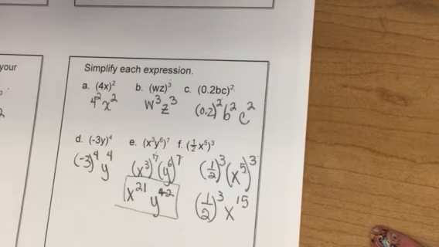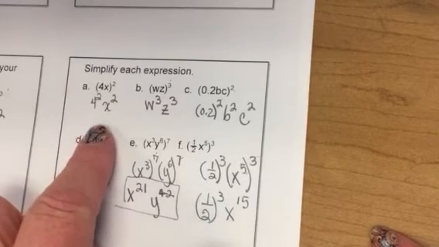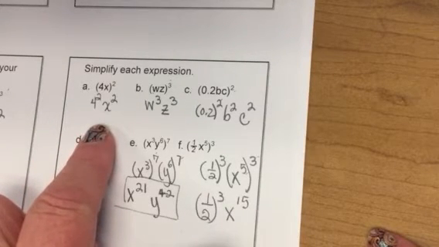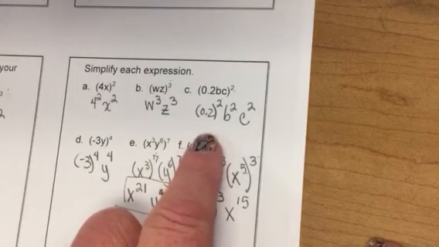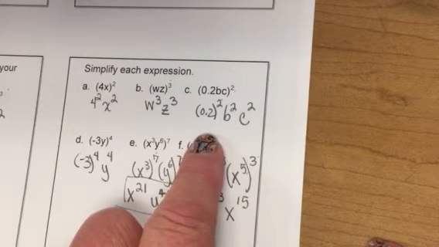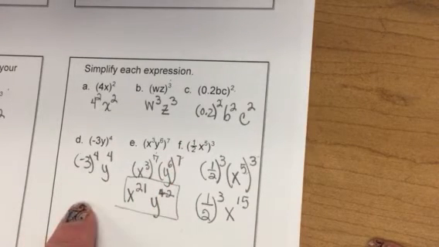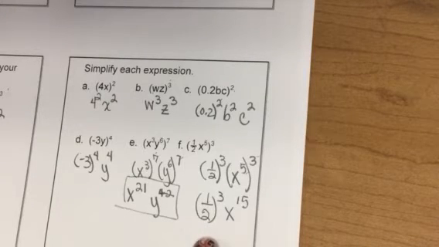If it did say simplify all the way, this would then go to 16x squared. This would go to 0.04 b squared, c squared, 81 y to the 4th, and 1/8 x to the 15th.